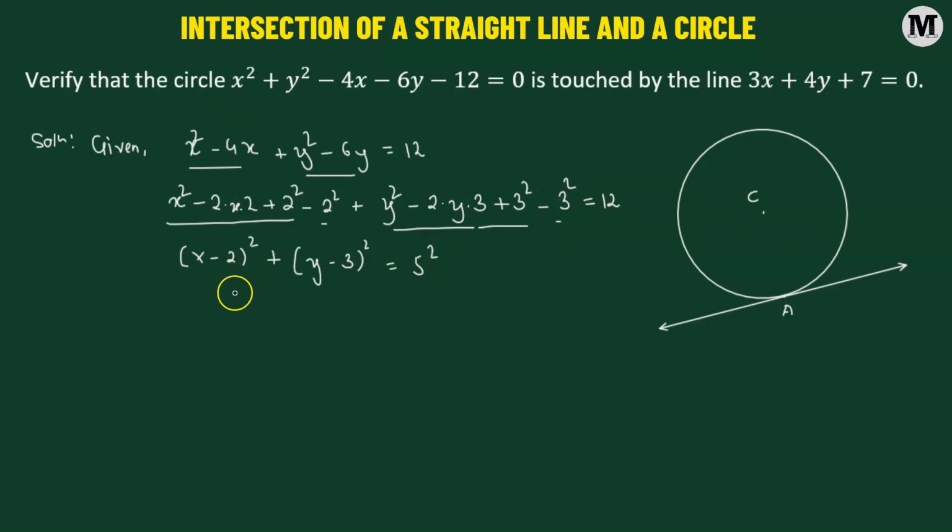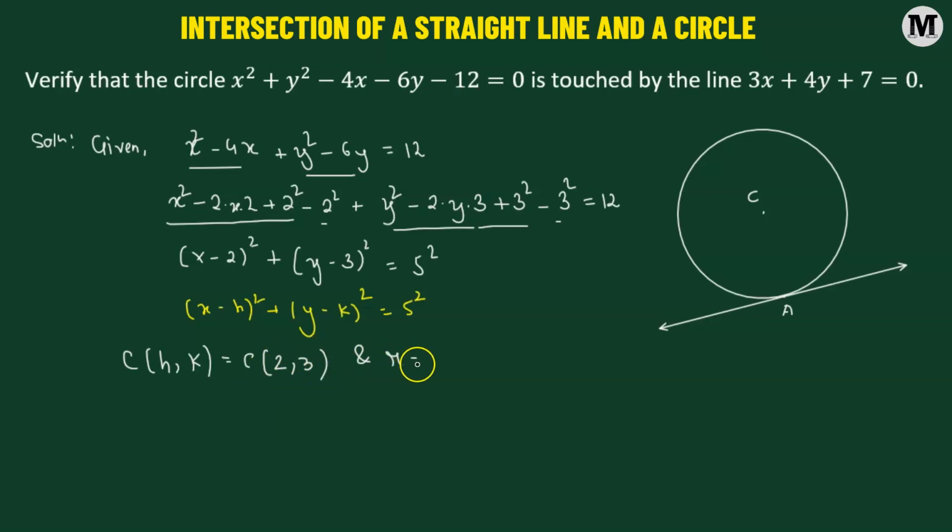Now if we compare it with the standard form of a circle, which is x minus h whole squared plus y minus k whole squared equals 5 squared, then immediately we can find the coordinates of the center, which is given by h comma k. So that comes out to be 2 comma 3. And the radius comes out to be 5 units. Fine. So we have the coordinates of the center of the circle, that's 2 comma 3.